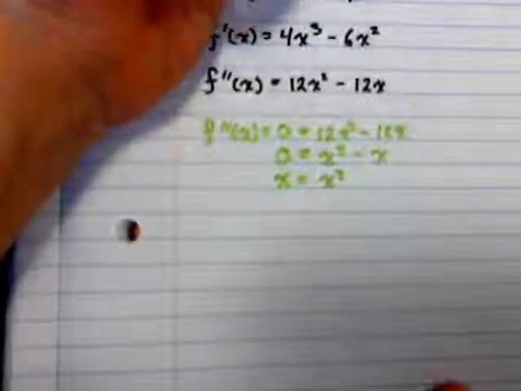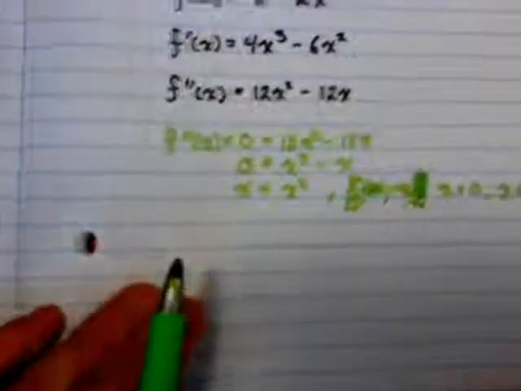Good. If you say f double prime of x equals 0, that means 0 is equal to 12x squared minus 12x. Right away you can divide through by 12, so you get 0 equals x squared minus x. If you bring this negative x to the other side, you get x equals x squared, and that can only happen at 2 points. The square of itself can only be equal to x at 0 and 1. So these are your answers right here: x equals 0, x equals 1.